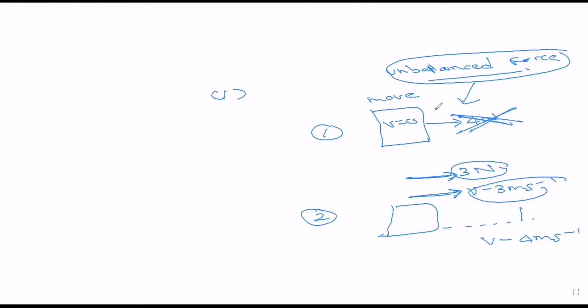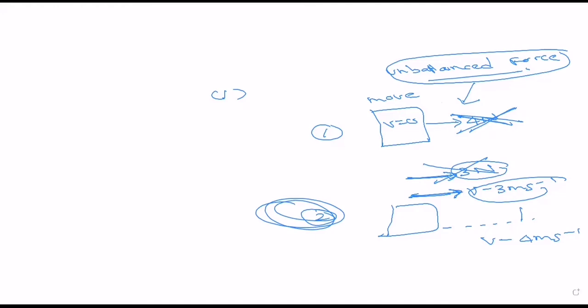They won't move. And a body in motion continues to move at a uniform velocity. Now see, in case I don't give this 3 Newton, children, they will move with the same velocity of 3 meter per second. Their velocity will not change. If their velocity doesn't change, for that we call it uniform velocity. So this is only Newton's first law.